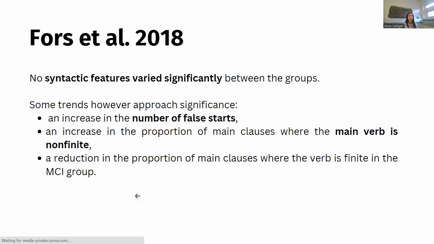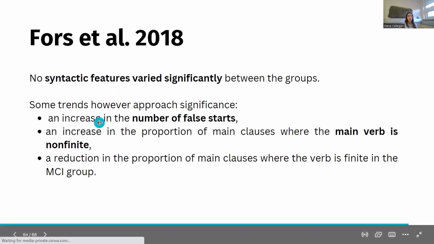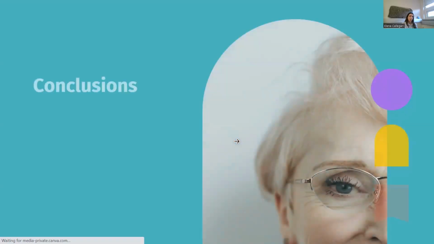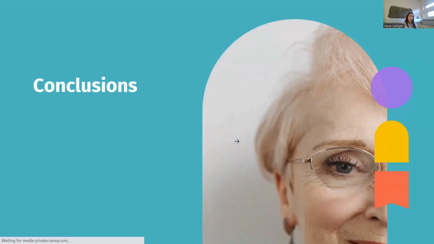But they did notice that some features approached statistical significance. So for example, an increase in the number of false starts and an increase in the proportion of main clauses that contained a verb that was not finite. Conclusions.